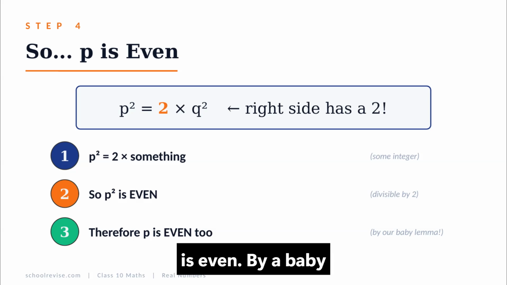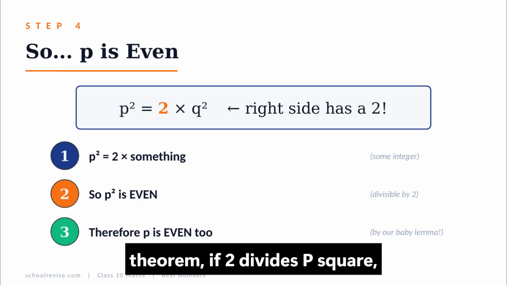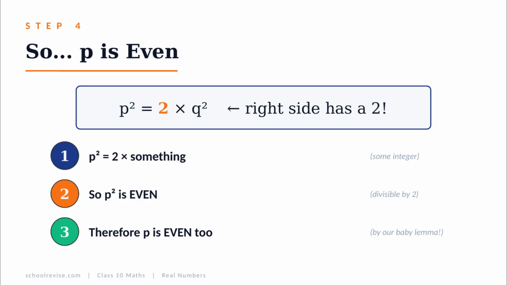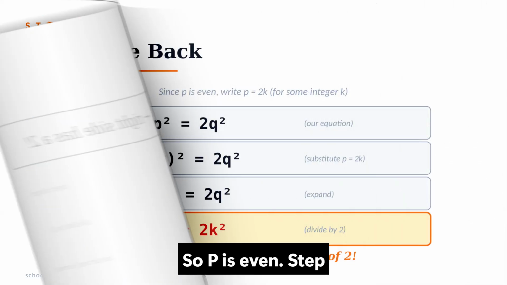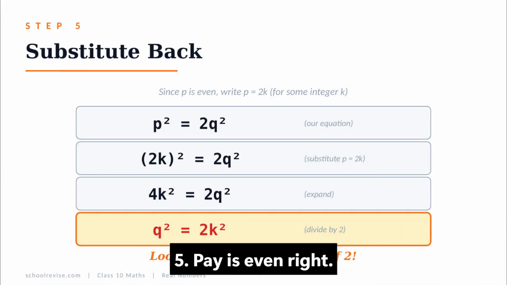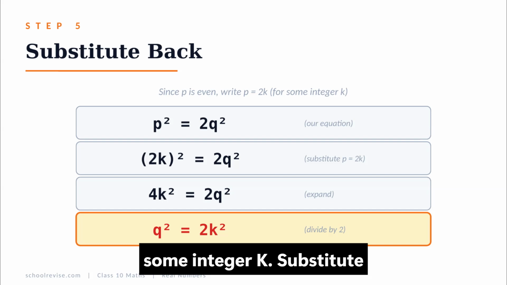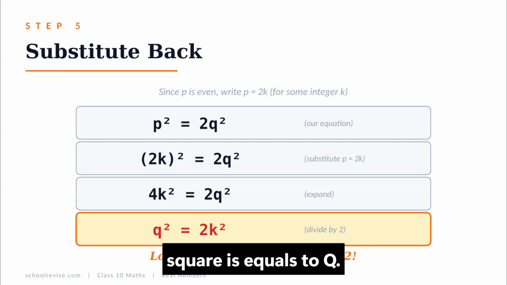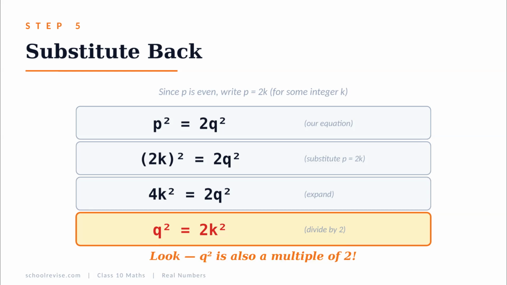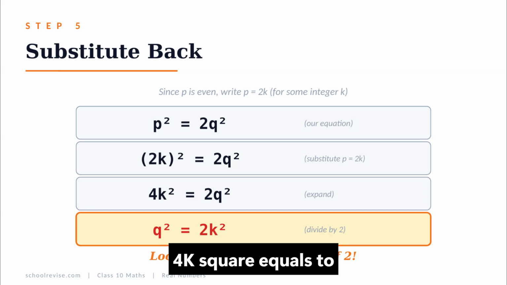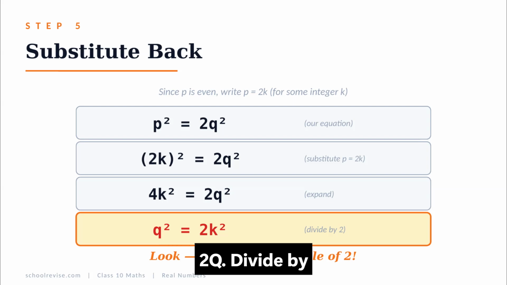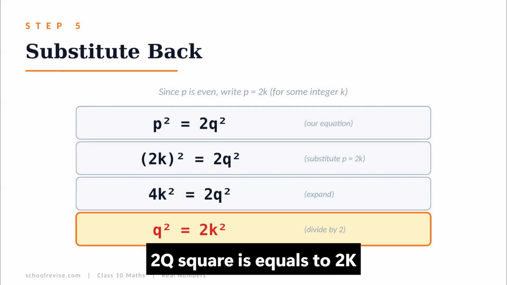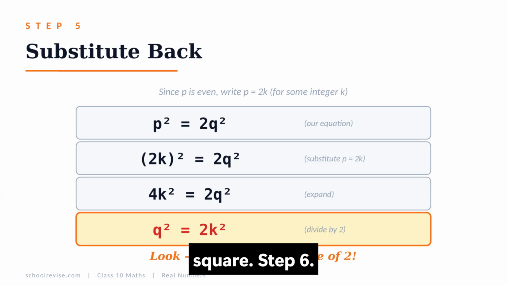By our baby theorem, if 2 divides p square, then 2 divides p. So p is even. Step 5. Since p is even, write p as 2k for some integer k. Substitute back. (2k) whole square is equal to 2 q square. 4k square is equal to 2 q square. Divide by 2, q square is equal to 2 k square.